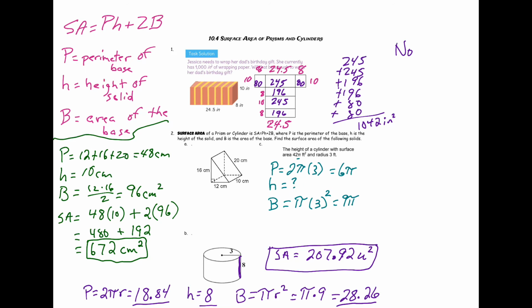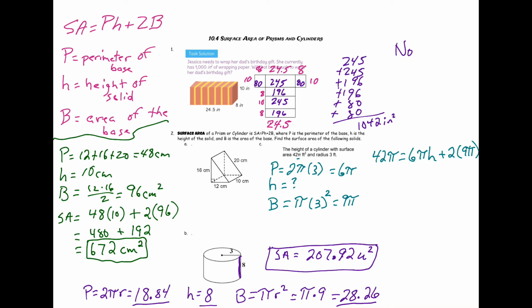Our height, that's what we're trying to find, and our area of the base will be pi r squared, so in this case it will be 9 pi. This is a little bit different because now we're searching for the height, but they do give us the surface area. So we could say the surface area, which is 42 pi, is equal to our perimeter, which is 6 pi, times our height, that's what we're trying to find, plus 2 times the area of the base, which is going to be 9 pi.